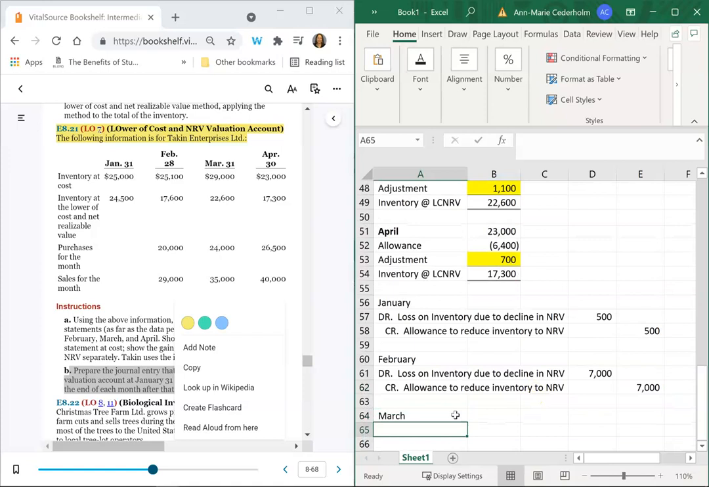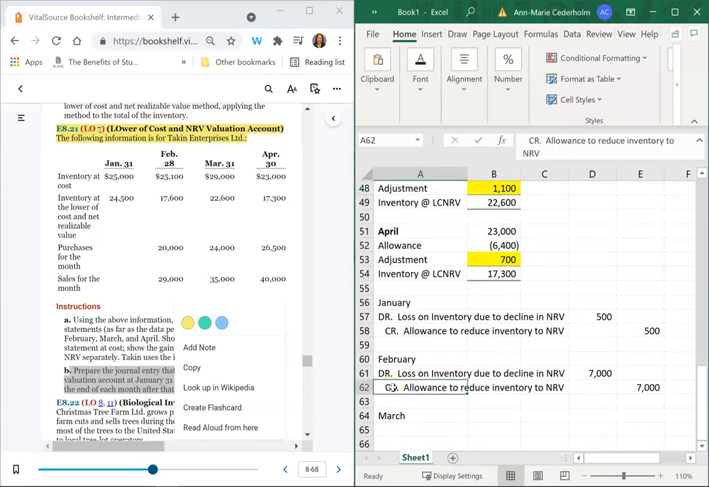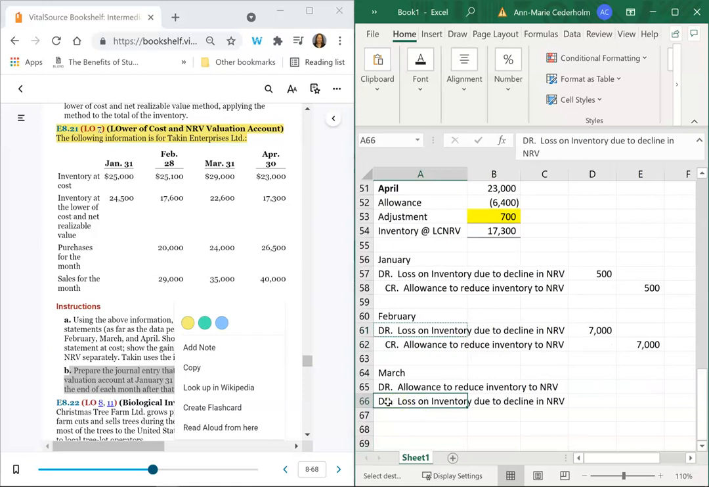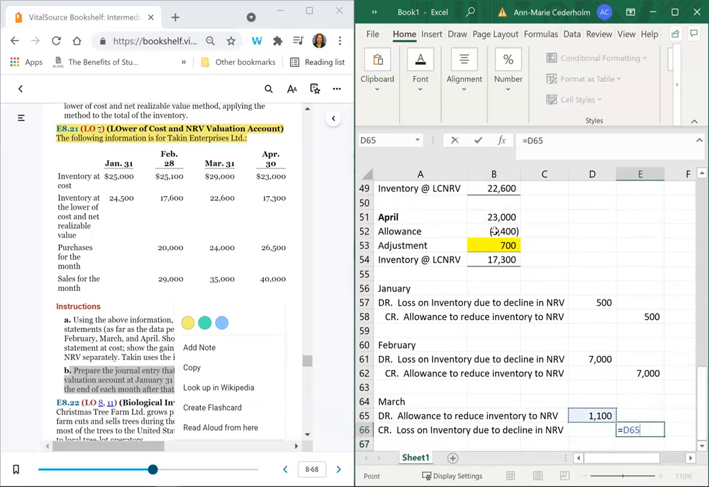Then in March, I have an adjustment. So I'm going to have to debit that allowance account for $1,100. So I'll have to switch these journal entries around. So I'm going to end up doing a debit to the allowance, and then I'm going to credit against my loss. So then that's going to actually be like a recovery on my income statement. So just notice that this one is backwards because I'm debiting that allowance account and not crediting it.